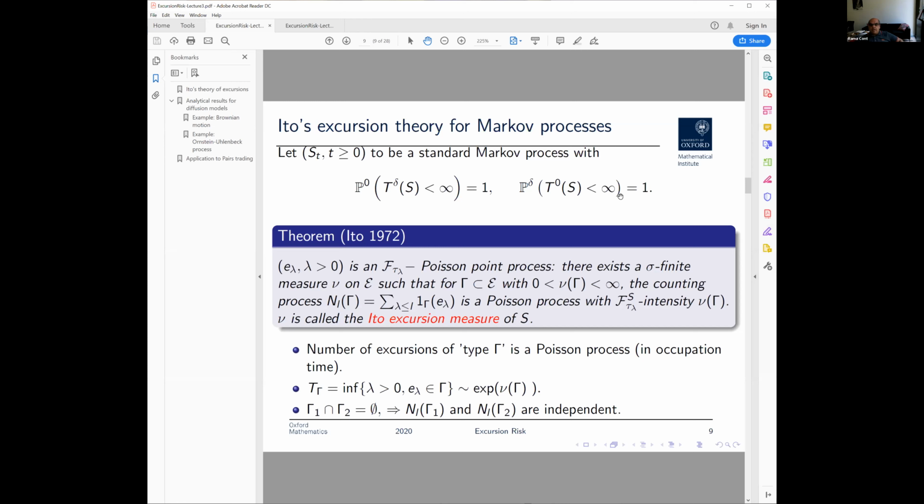Then you assume that if you start from 0, it will reach at least one point delta in a finite time. This way you have some interesting behavior. It doesn't get stuck at 0, it doesn't get stuck at any other point. It just continues to go back from 0 to delta, delta to 0. And this is exactly the situation which we're interested in. So this assumption of recurrence makes the process interesting. Under this assumption, the Markov process will visit 0 infinitely many times, and so you will have an infinite collection of excursions. So you can define this point process of excursions that we define here.